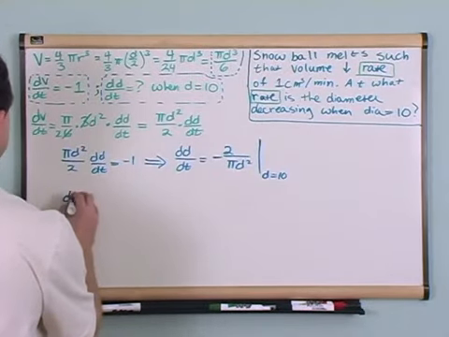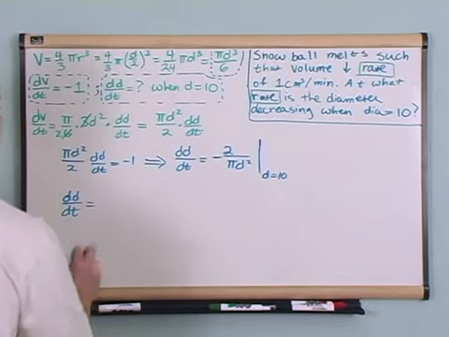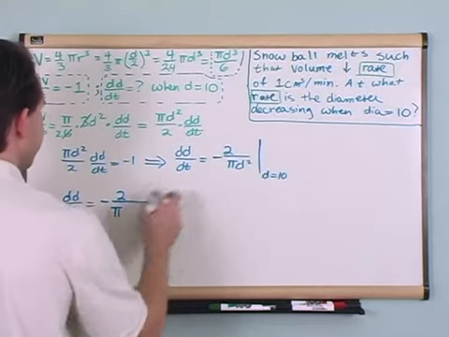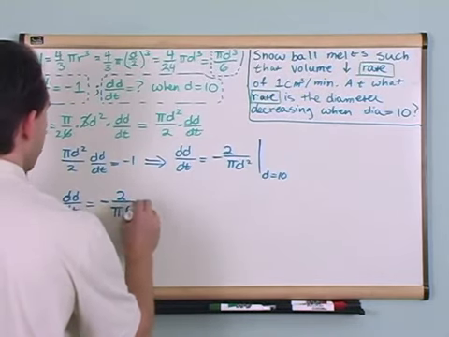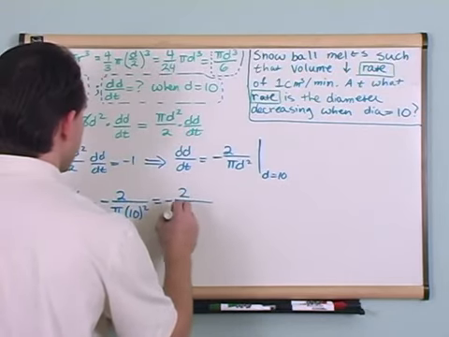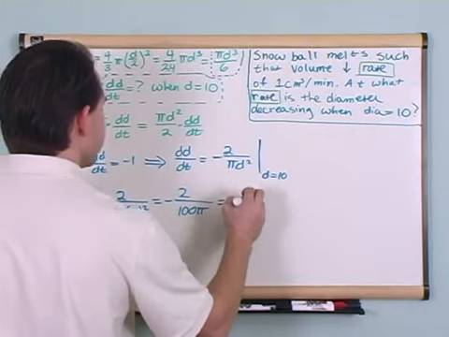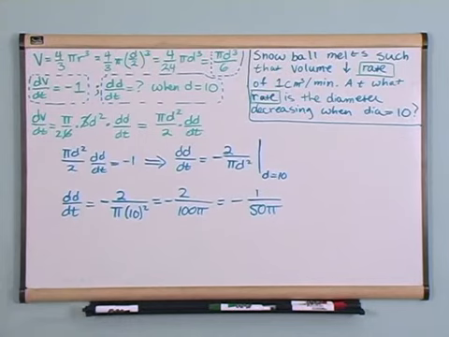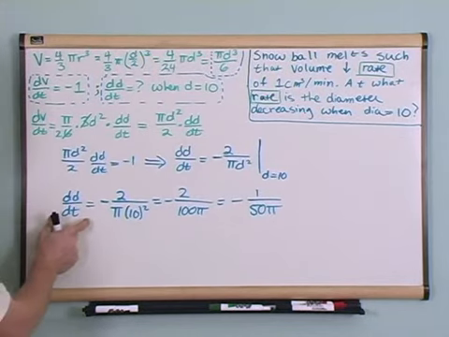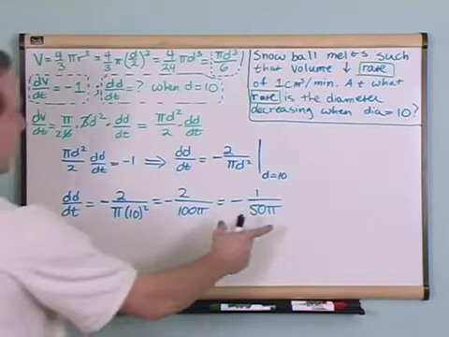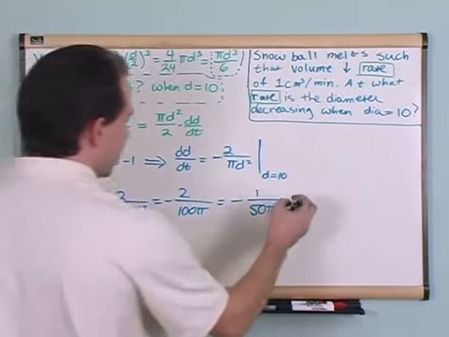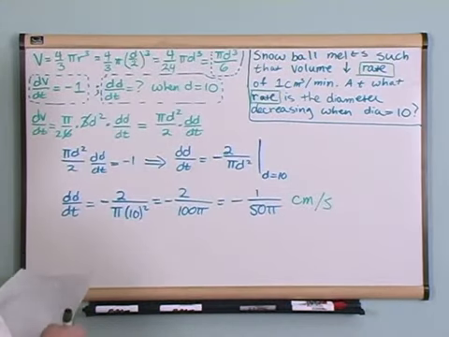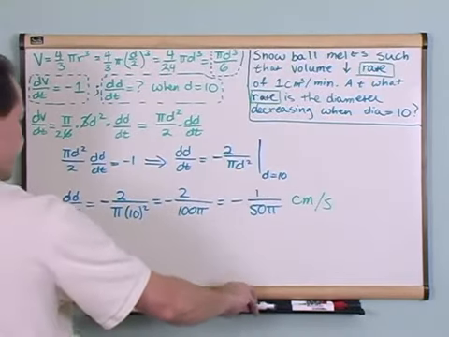So dd dt is equal to -2 over pi, and we're plugging 10 here, so we'll have 10 squared, so -2 over 100 pi, so -1 over 50 pi. So in the end, what you're going to have is the rate of change of the diameter, which is how fast it's shrinking, at 1 over 50 pi, and you've got to have some units here, so that's going to be centimeters per second. That's how fast the diameter is shrinking when the diameter is equal to 10.